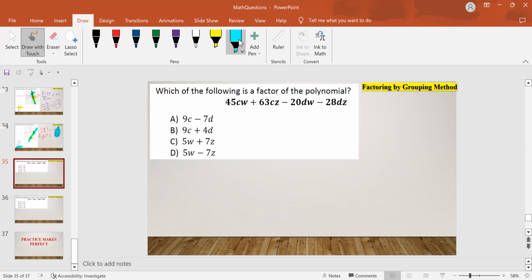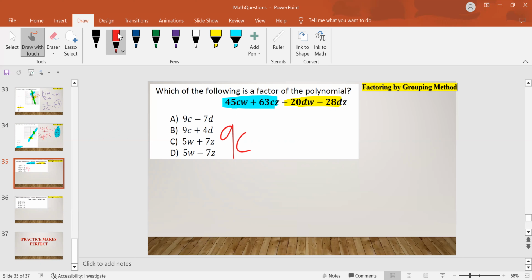So we have factoring, yes, and we have to use the grouping method because we have 4 terms. We group them 2 by 2. Okay, 2 by 2. For that, 45 and 63. Okay, what is the highest number that goes into 45 and 63? 9. We have a 9 as a common factor, so 9 is common.